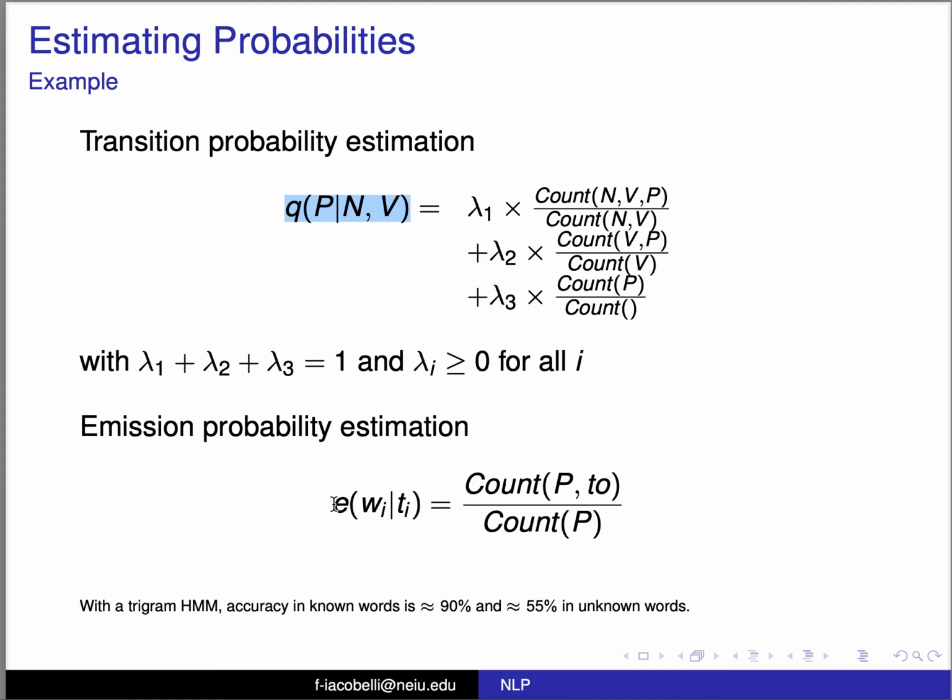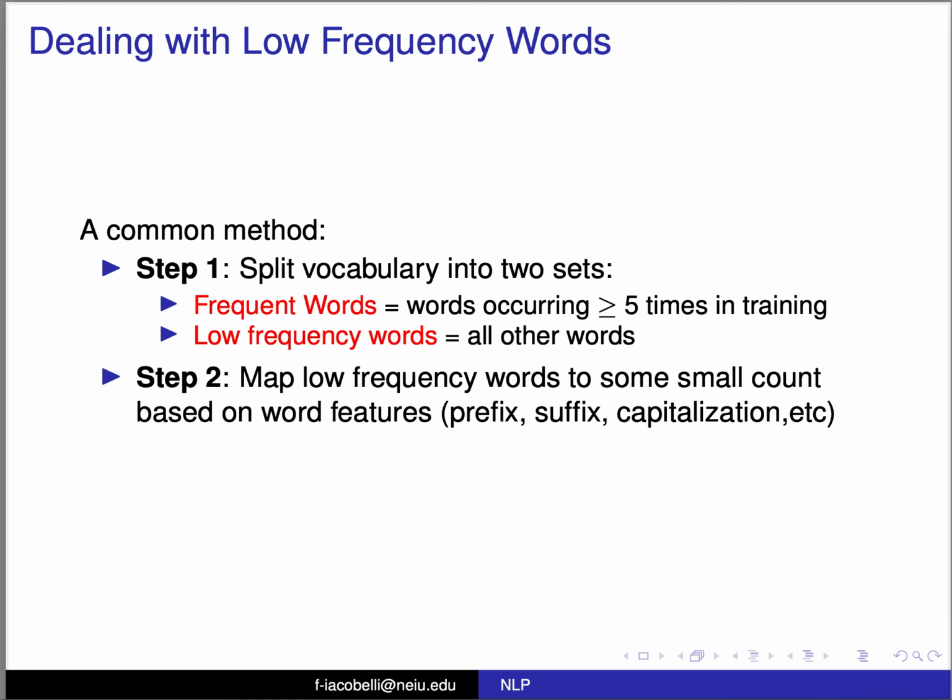Now, if I want to find the emissions, let's say I want to find the emission of the word "to" as a preposition. I will see how many times I see the word "to" tagged as a preposition divided by how many times I see any preposition. So those are my estimators, right?